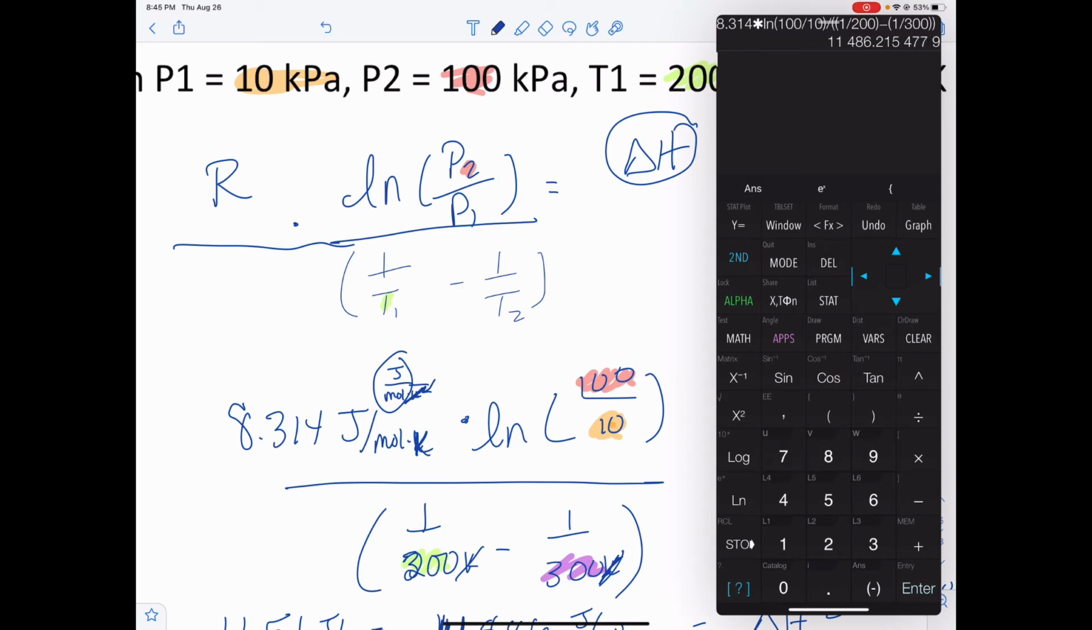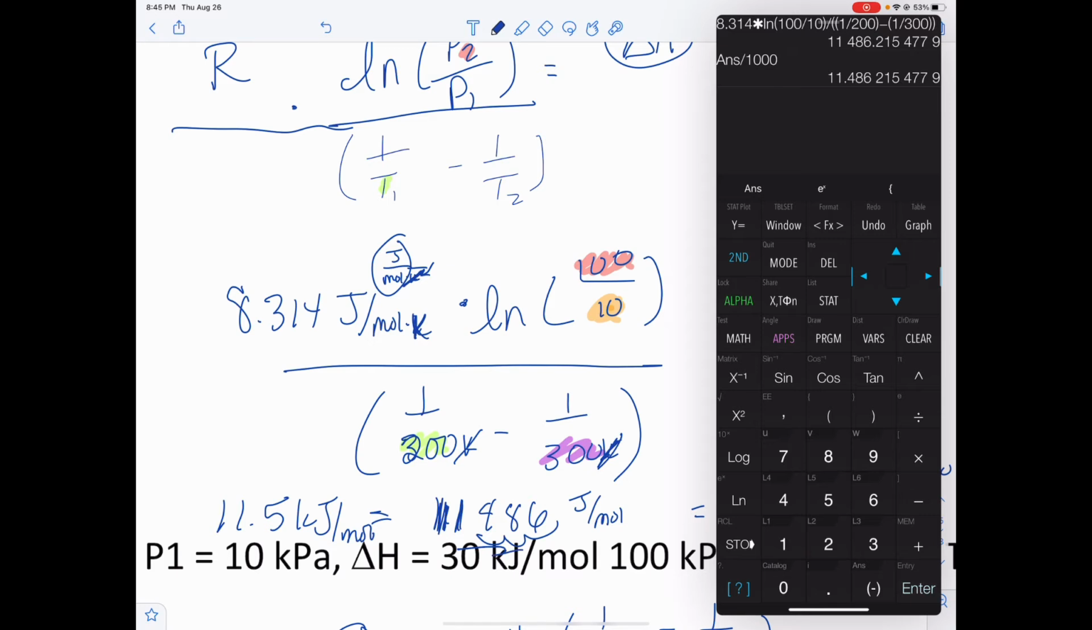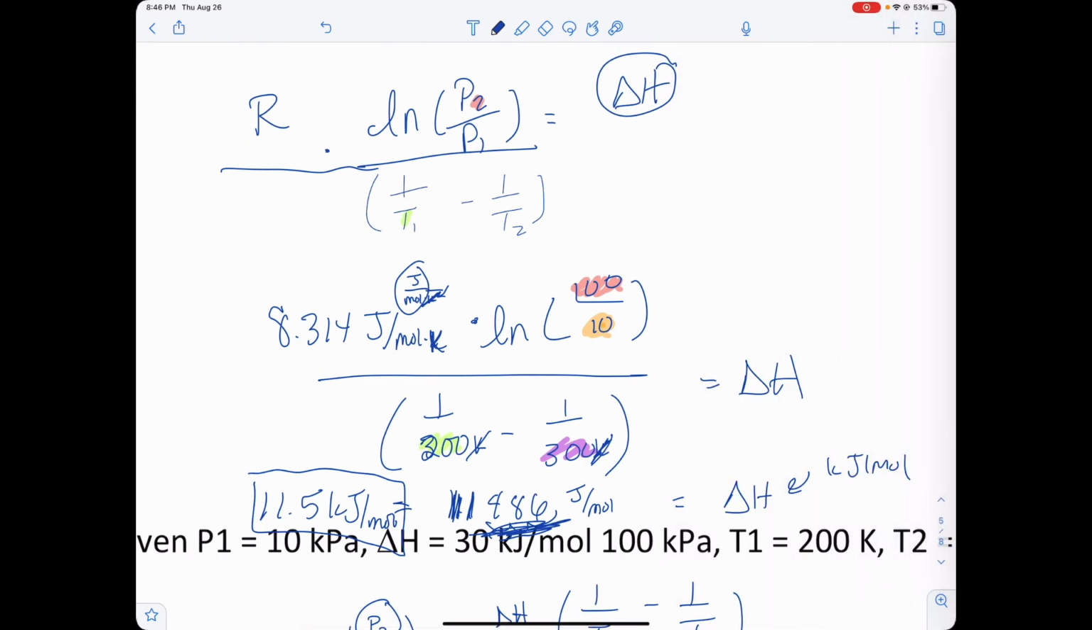To get it into kilojoules per mole, which is a much larger unit, I'm going to divide by 1,000. So 11.46. So you can see right here, that's the full one. And then this is the actual answer. You'll be told how far to round this in regular problems. All right, so let's see it solved for a different position.